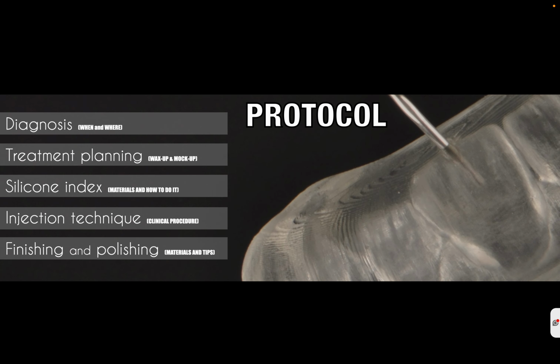So for me, we need to create a protocol, and this is the protocol I want to present to you. It's a 5 step protocol. The first one is diagnosis, followed by treatment planning, how to properly select and make the silicone index, then the main part of the topic, the injection technique, how to do it, and finally the finishing, polishing, and maintenance.